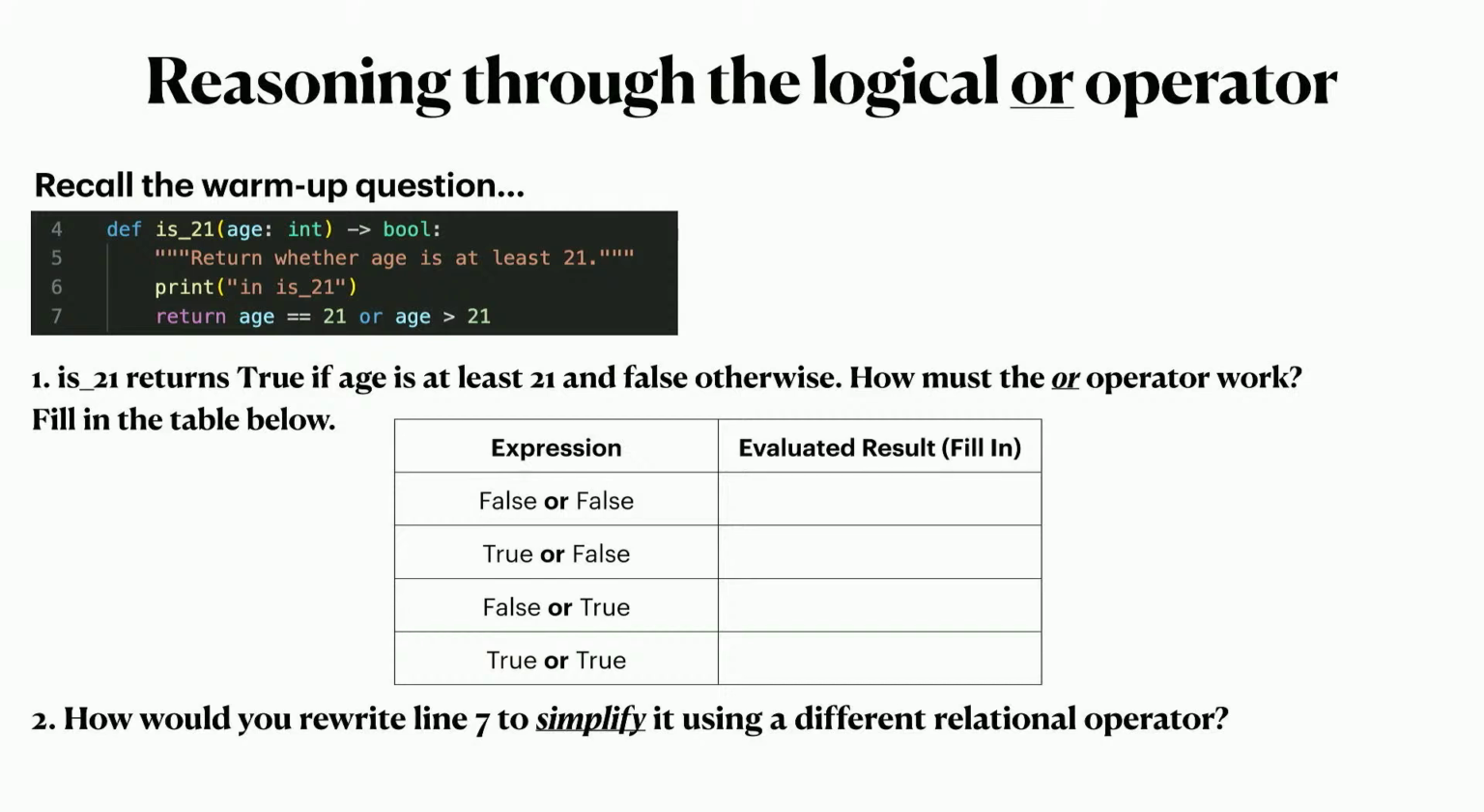If 21 or greater is passed in as an argument, you will get a true value out of this. If something less than 21 is passed in, you will get a false value out of this. Given that, can you reason through how the OR operator works? There is one slightly tricky question that'll be an interesting debate among the two of you, or three of you. And lastly, how would you rewrite line 7 using the relational operators we just looked at to be simplified? Let's go ahead and spend a few minutes on this.